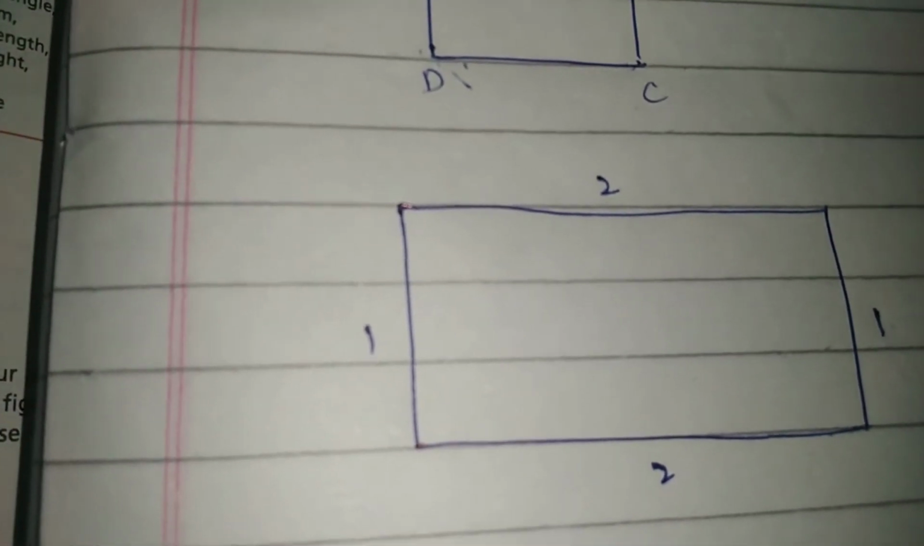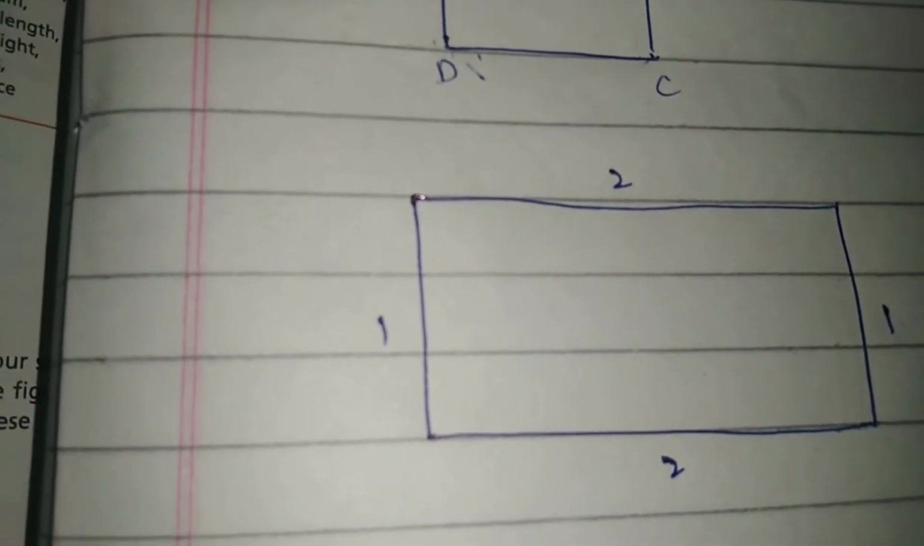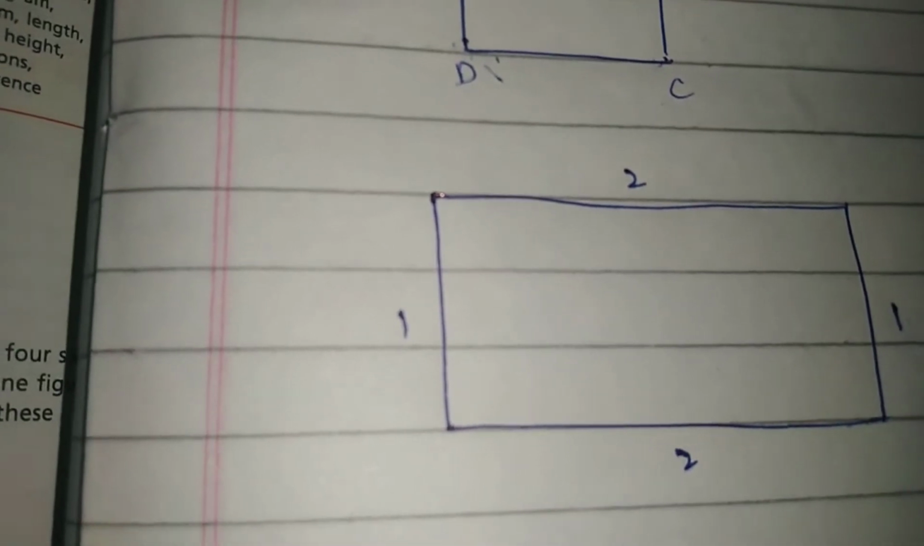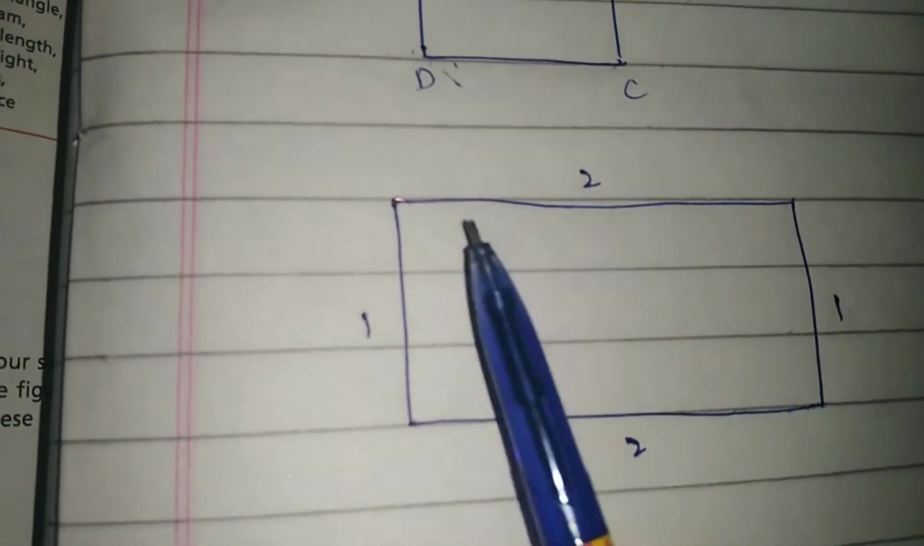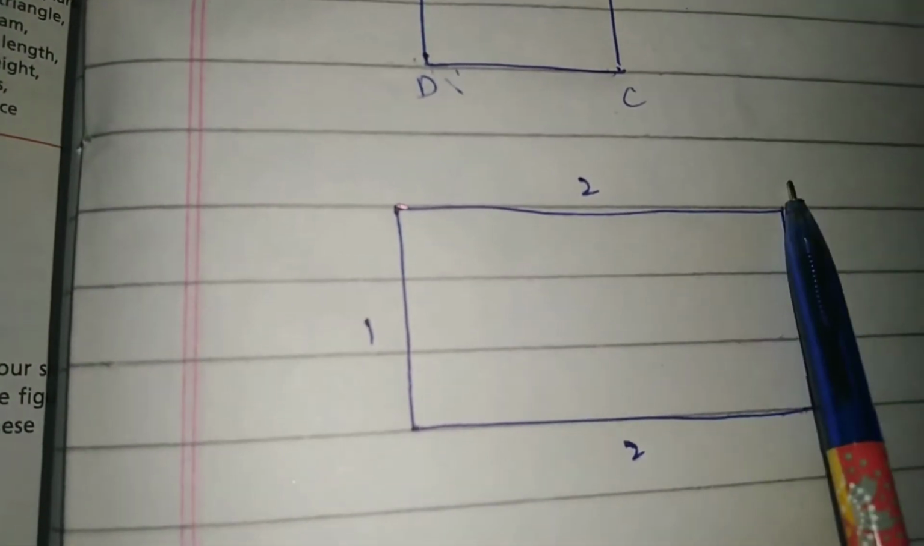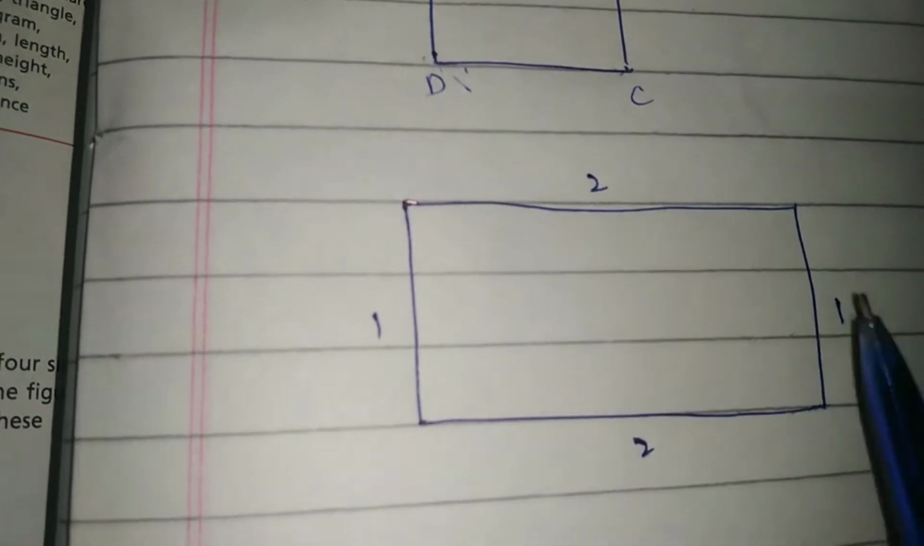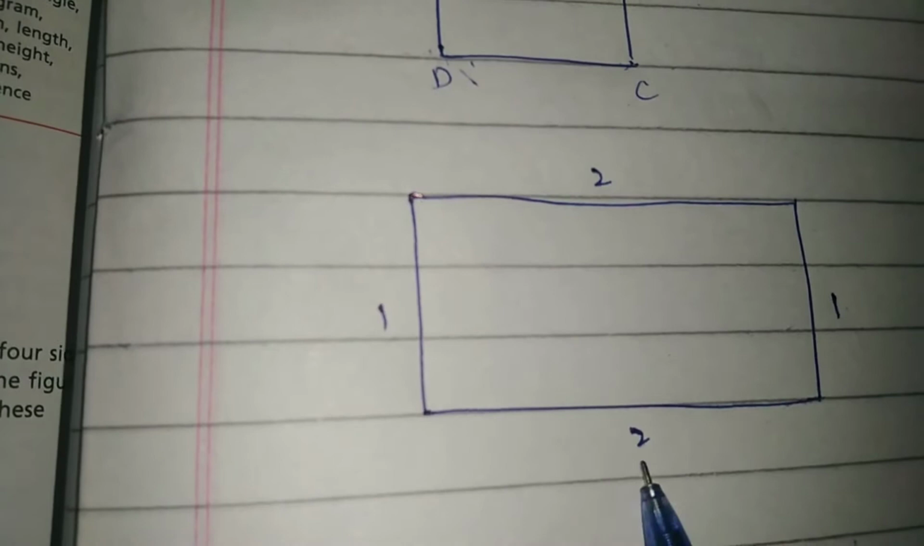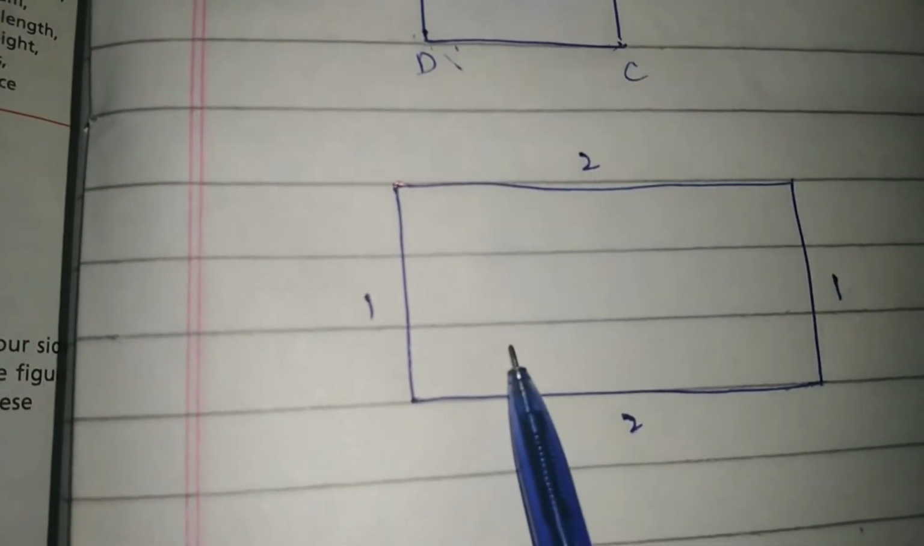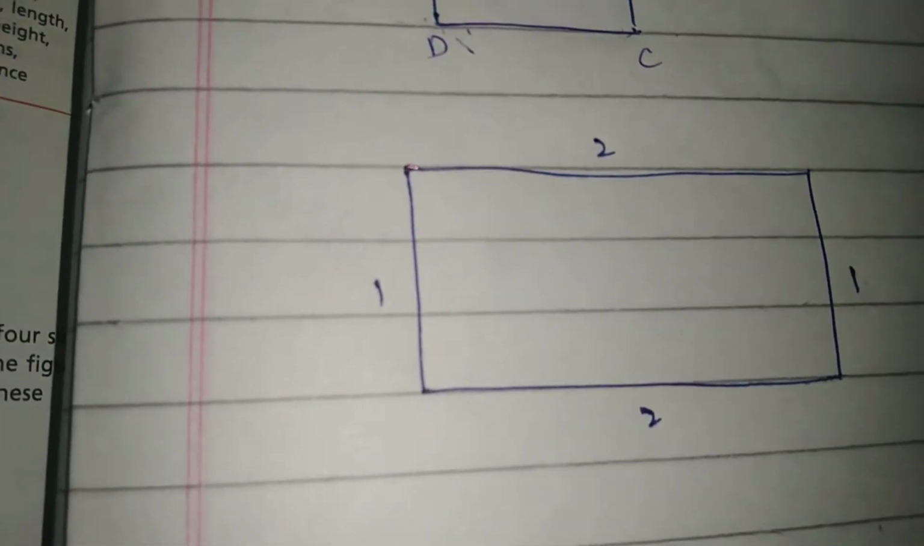The perimeter of a rectangle is the sum of the lengths of all its four sides. This is a rectangle. Let's suppose this length is 2 and this length is also 2 and breadth is 1. So 2 plus 1 is 3, 3 plus 2 is 5 and 5 plus 1 is 6. 6 is the perimeter of this rectangle.